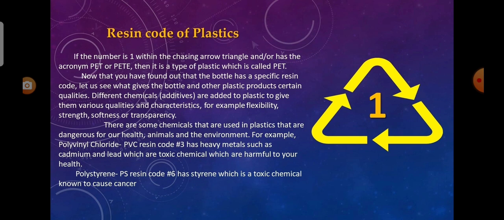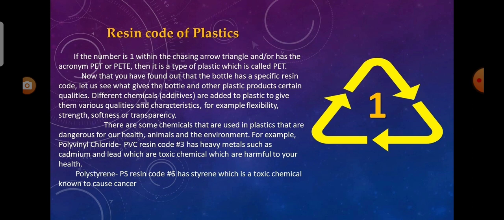Now that you have found out that the bottle has a specific resin code, let us see what gives the bottle and other plastic products certain qualities. Different chemicals are added to plastic to give them various characteristics, for example flexibility, strength, softness, and transparency.